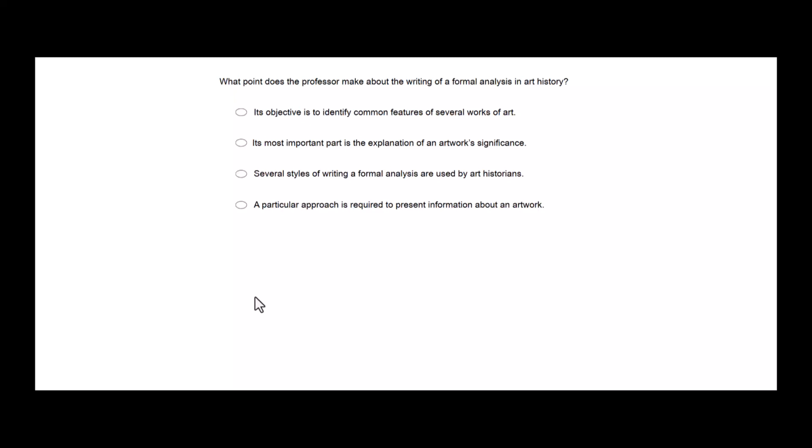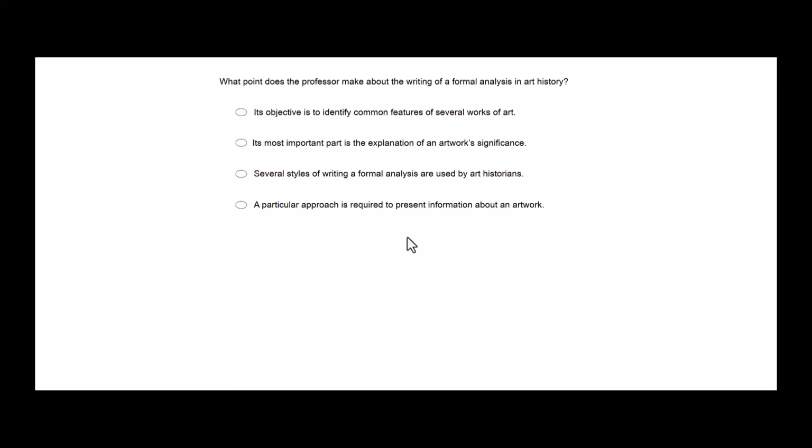The first option, it's objective. It's here is a pronoun that refers to this noun phrase, the writing of a formal analysis. Its objective is to identify common features of several works of art. No, it has not been discussed in the listening task that the purpose of writing a formal analysis is to identify common features of several artworks.